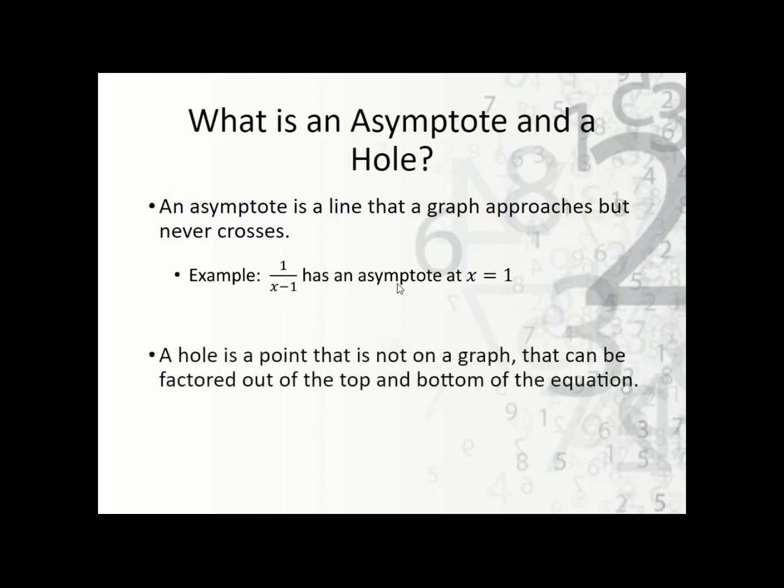Now a hole is a point that is not on the graph, and it occurs because a factor can be canceled out of both the top and bottom. So it's where the graph continues on and then stops for a second and then continues on after that.